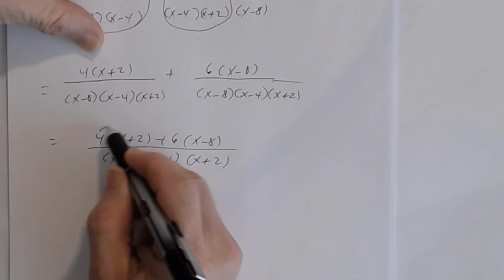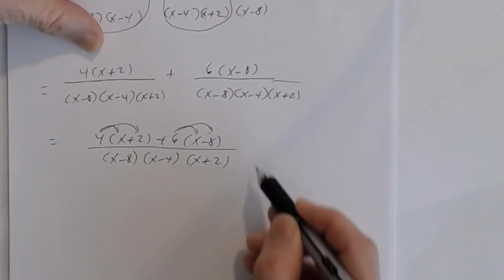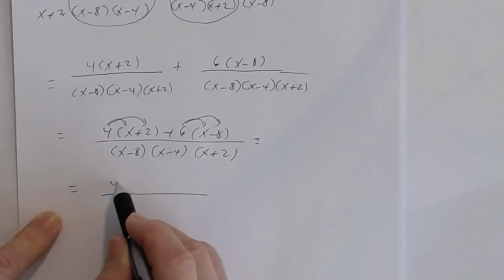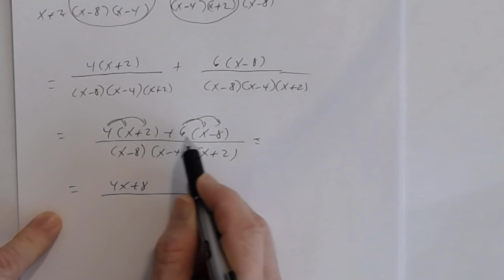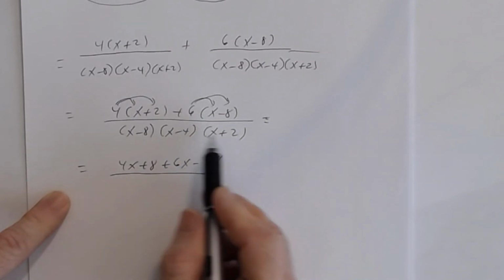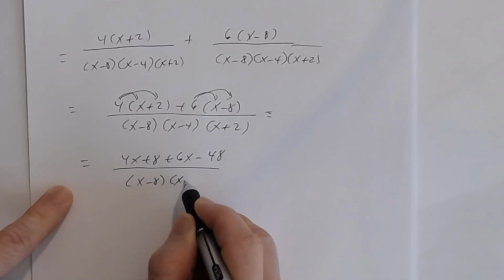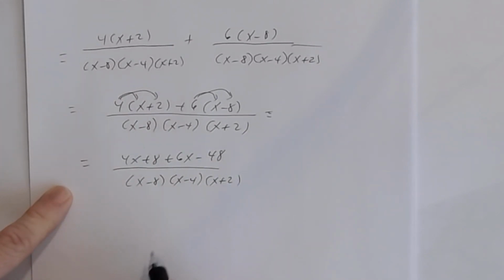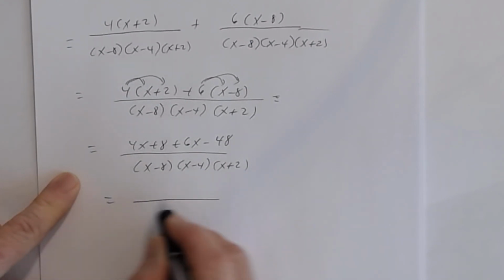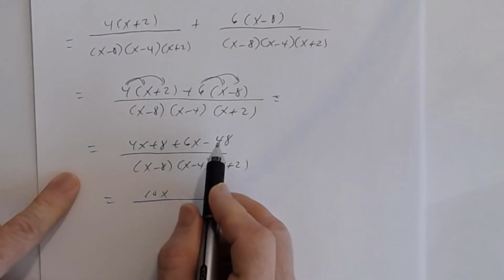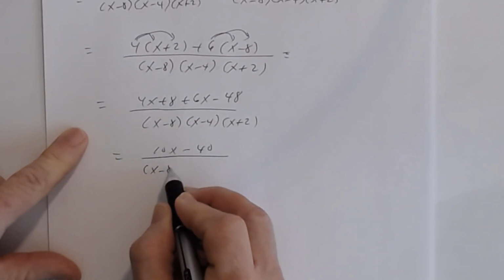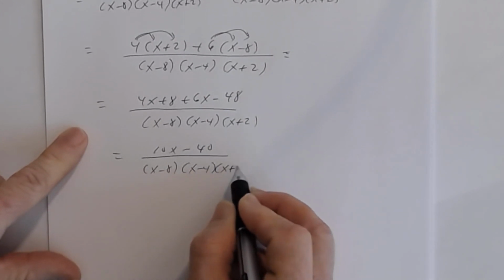And the next step is to distribute. So I get, let me go do that underneath here. So I get 4x plus 8. And then if you distribute the 6, you get 6x minus 48, divided by the LCD, which is x minus 8, x minus 4, x plus 2. Combining like terms, 4x plus 6x is 10x. 8 minus 48 is a negative 40, divided by x minus 8, x minus 4, x plus 2.